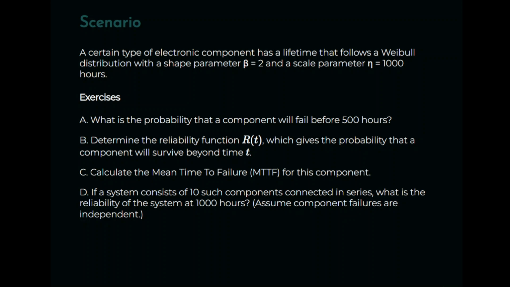Anyway, what is the probability that a component will fail before 500 hours? That's the cumulative distribution function we need. Determine the reliability function R of t, which gives the probability that a component will survive beyond time t. Now this is actually the complement of the cumulative distribution function, but we'll come to that shortly. Calculate the mean time to failure for this component. And finally, if a system consists of 10 such components connected in series, what is the reliability of the system at 1000 hours? And you may assume that the components are independent.